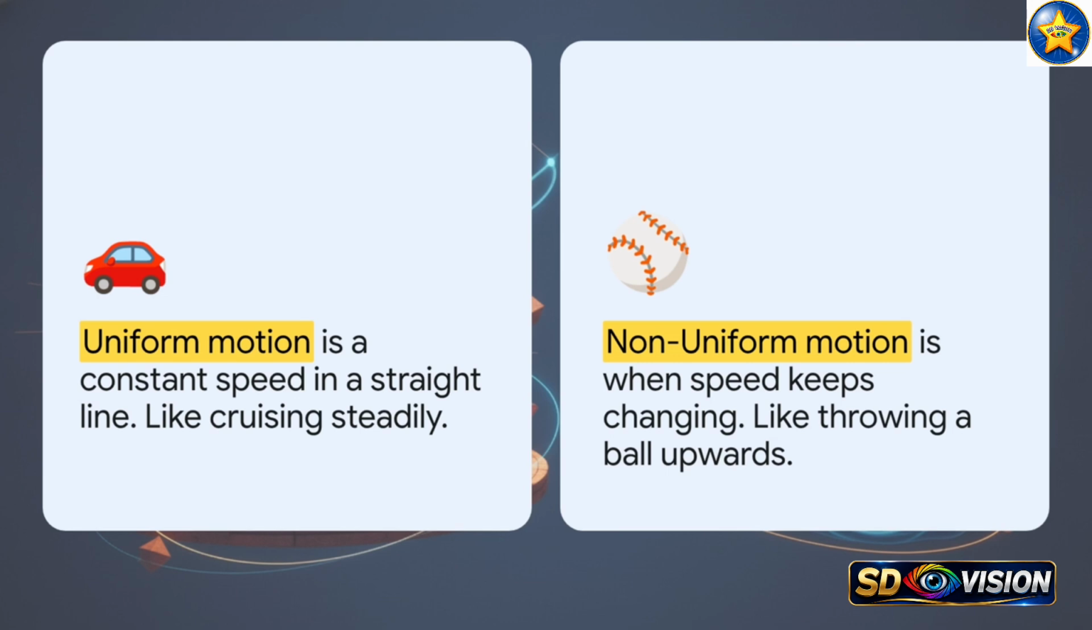On the other hand, you have non-uniform linear motion. This is when the speed keeps changing. If you're accelerating away from a stop sign, your speed is increasing. Or if you throw a baseball straight up into the air, it starts out super fast, slows down as gravity pulls it, stops for a microsecond at the very top, and then falls back down. The speed is always changing, so it's non-uniform.